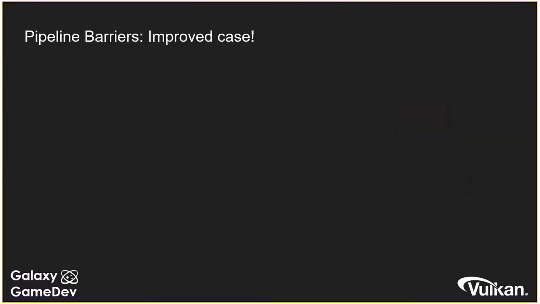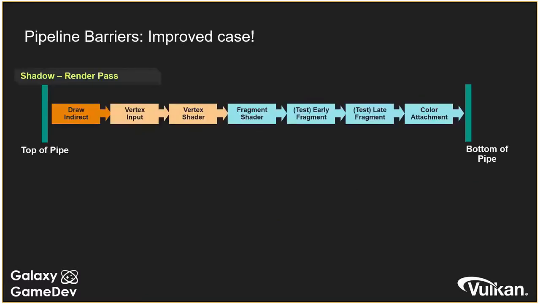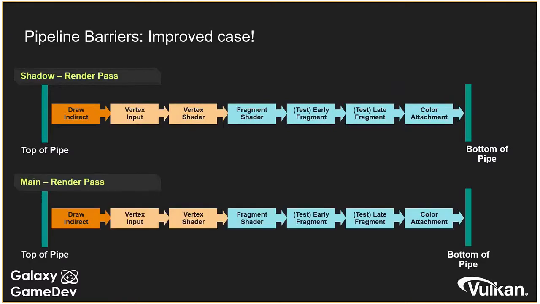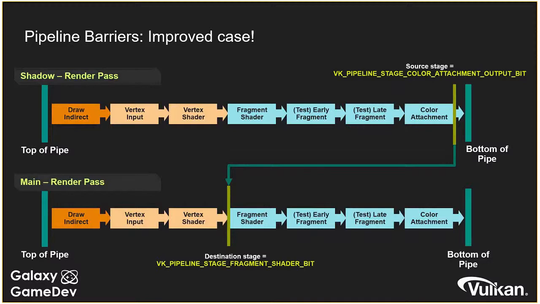What we can see is that when we actually break down the pipelines and look at the stages we have available, we only need the shadow map data by the time we get to the fragment stage of the main scene render. This means that we can actually be getting on with doing the main scene's vertex work while we're still busy finishing up the shadow map rendering. And we can achieve this with pipeline barriers using something like this.